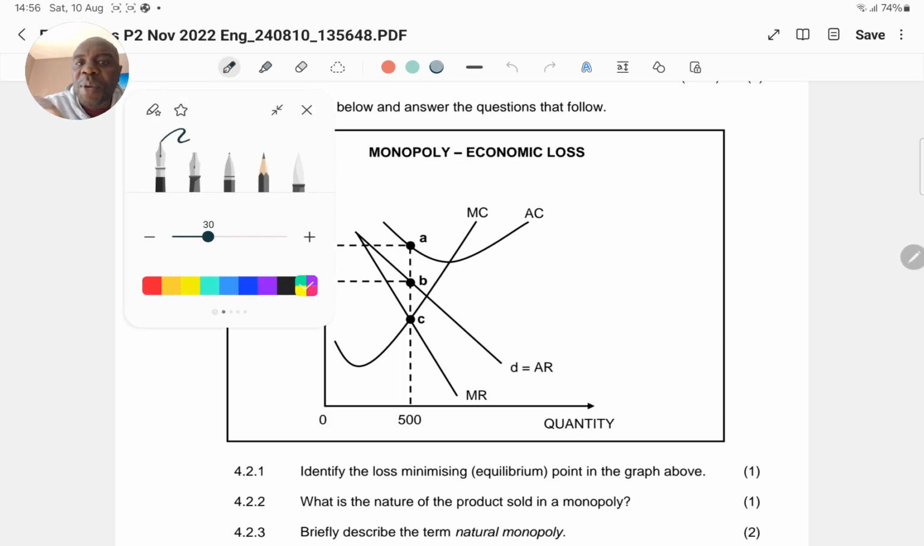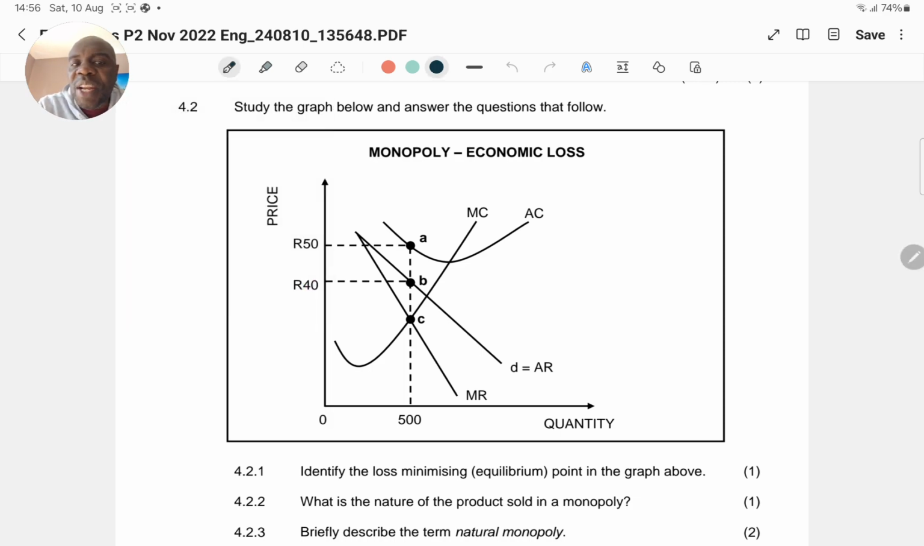So what is an economic loss? An economic loss occurs when average cost is greater than average revenue. That means the cost to produce the unit is more than the revenue that we are going to receive for producing that particular unit. That becomes an economic loss. Now, let's see if that is actually the case. So where do we start from?